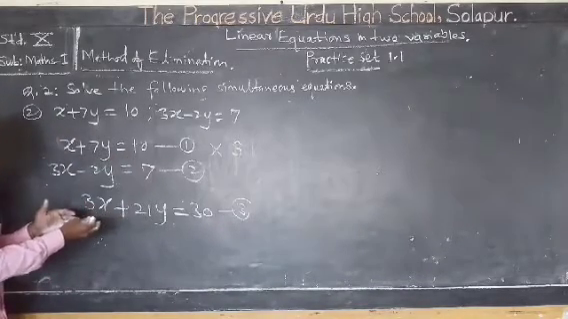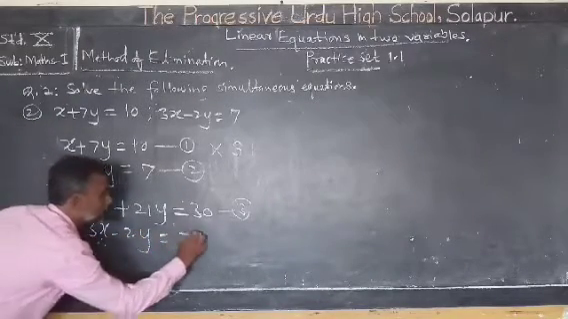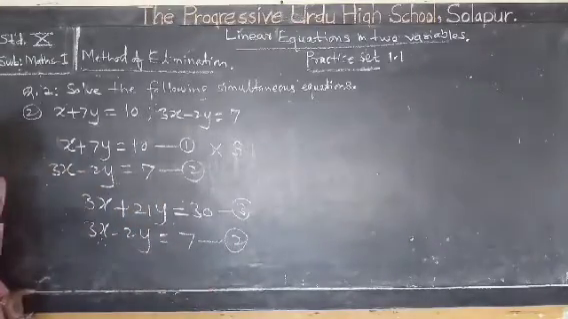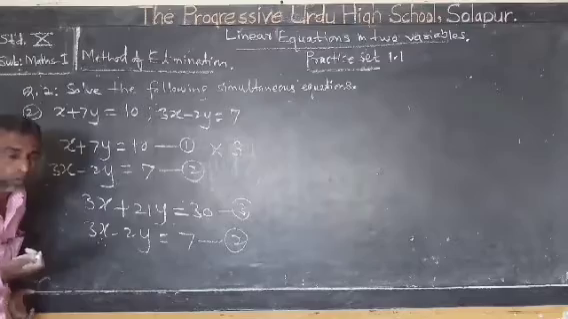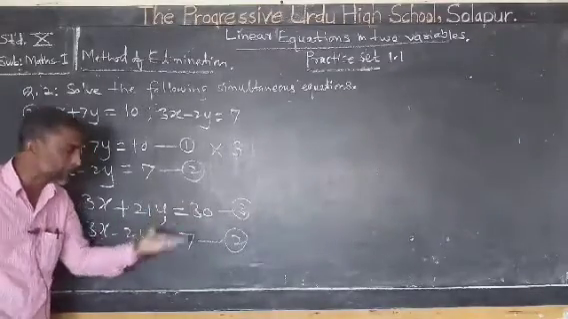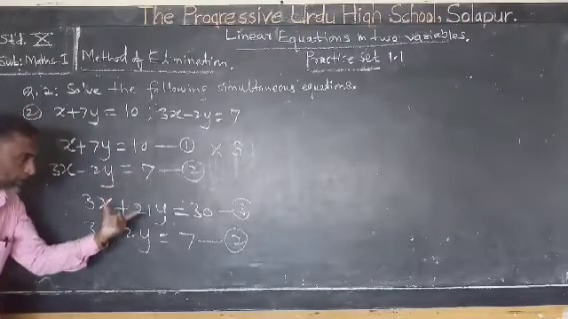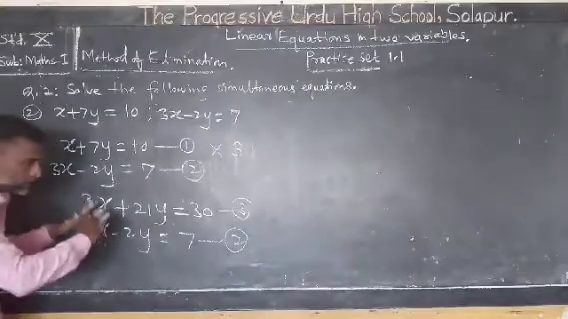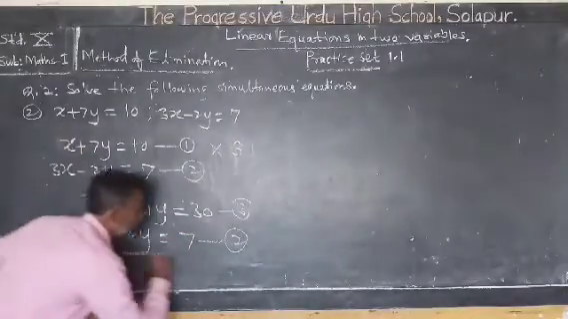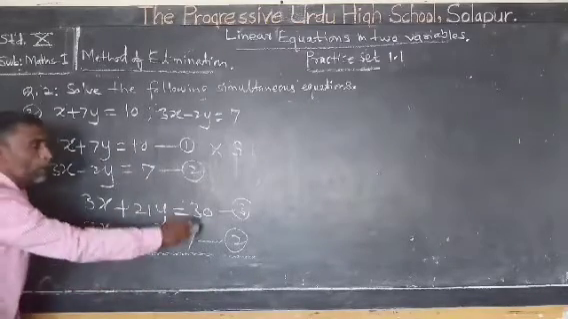So, I am going to write equation number 2 first: 3x minus 2y is equal to 7. This is equation number 2. Why should we subtract 2 from 3? Why not 3 from 2? For our convenience, as 30 is a greater number than 7, I am going to subtract equation 2 from equation number 3. So, write first equation number 3, then write equation number 2. Now, write a sentence here: subtract equation number 2 from 3.